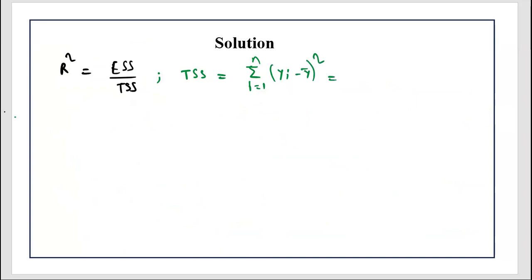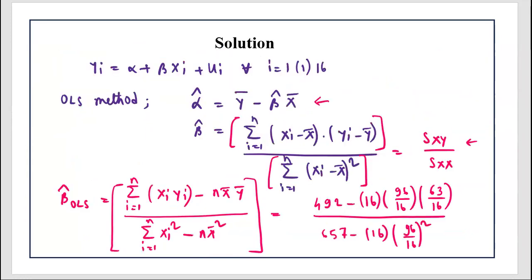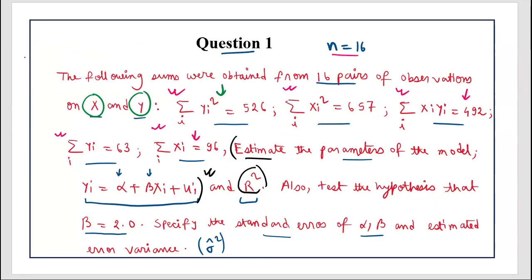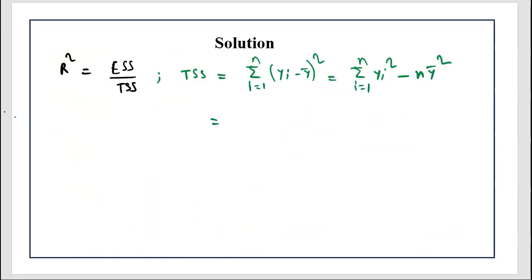Right? Now again, you can solve this in a similar way. This will be the summation of this into n y bar square. Now, summation y i square is given to you, and this is simply 526. So the first term is 526 minus 16 into 63 upon 16 whole square. Now again, if you calculate, this will come out to be 277.9375, approximately.